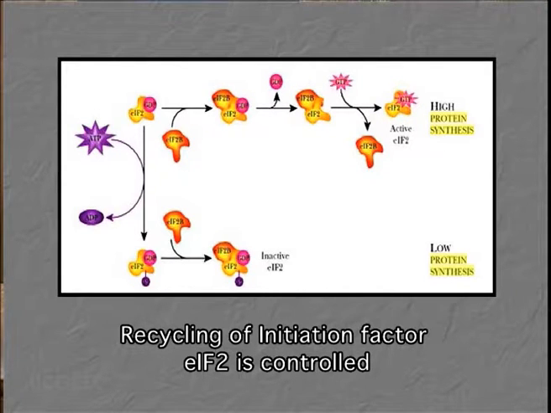But what happens under stress is that a new kinase comes into play, and it carries out the phosphorylation of eukaryotic initiation factor 2. If it undergoes phosphorylation, then even if eukaryotic initiation factor B binds to it, it cannot carry on the exchange process. So if there is no exchange of GDP with GTP, then eukaryotic initiation factor 2 gets inactivated, and there is no question of further initiation of translation.